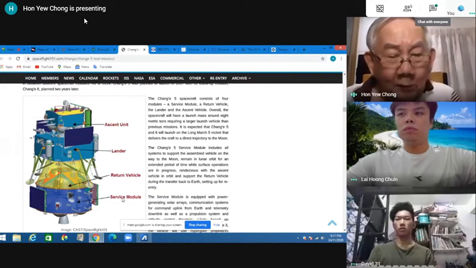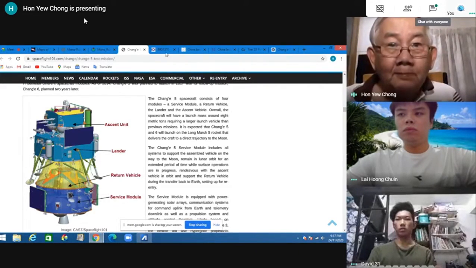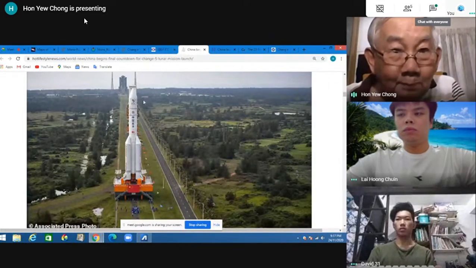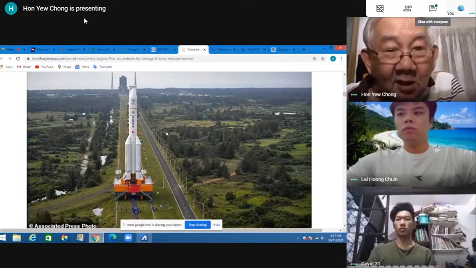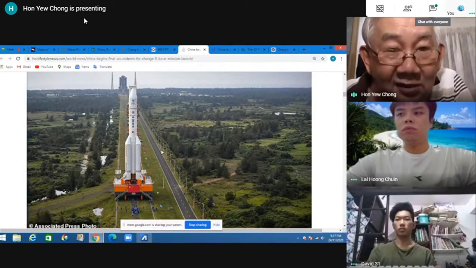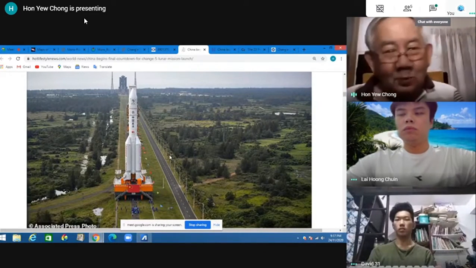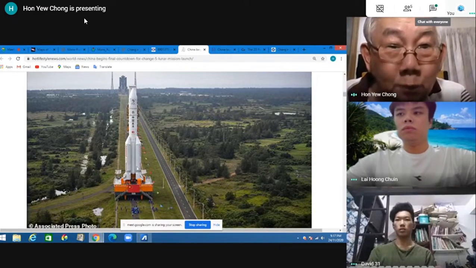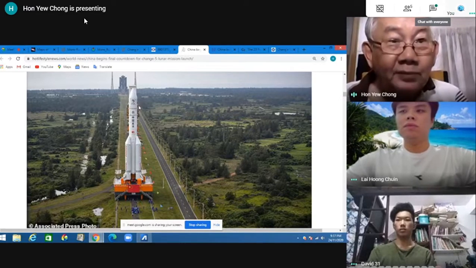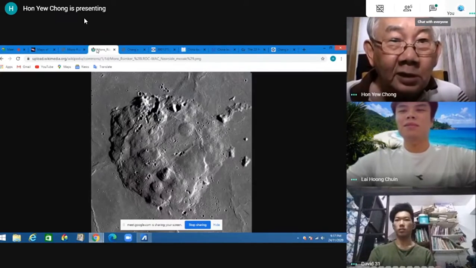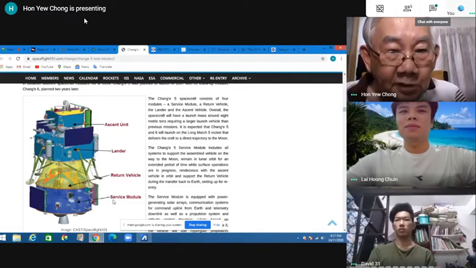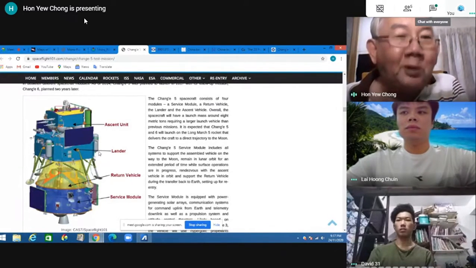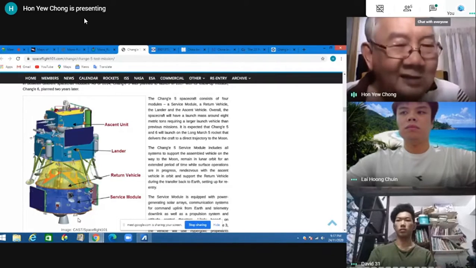whole rocket. Now remember, the whole Long March 5 rocket plus the Chang'e 5 is 860 metric tons. If we say 1 ton is 1 Proton Viera, 862 Proton Vieras. That's a lot. But the service module, return vehicle, lander, and ascent unit is about 8.2 tons, about 8 cars, 8 Proton Vieras.